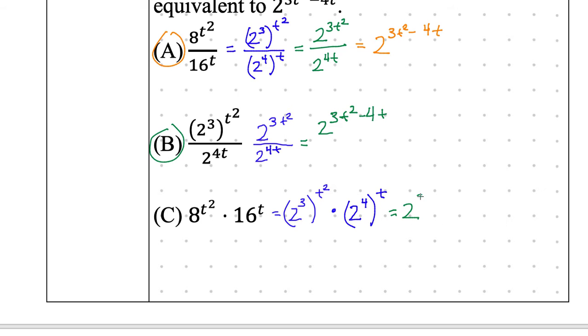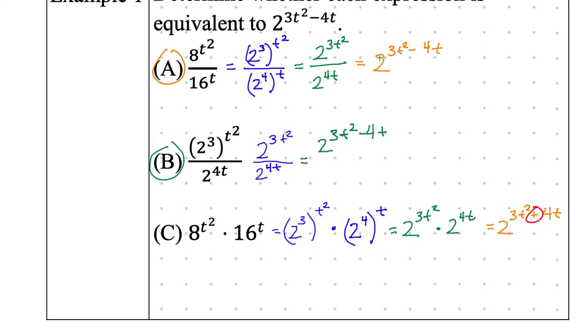So this is now going to be 2 to the power of 3t squared, and this other one is going to be 2 to the power of 4t. Whenever I multiply bases, that means I'm going to add their exponents, and therefore our answer down here is going to be 2 to the power of 3t squared plus 4t. And I can have a little curve on that t to make sure it's not a plus. And then you'll notice that that one is not an equivalent form because we have a plus sign and we are looking for a minus sign.